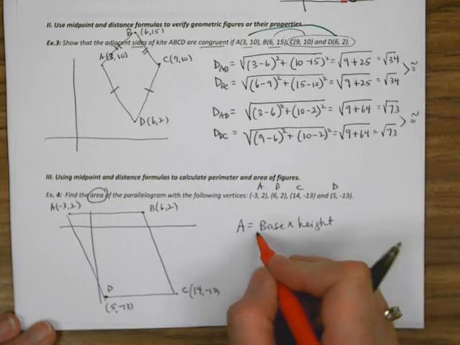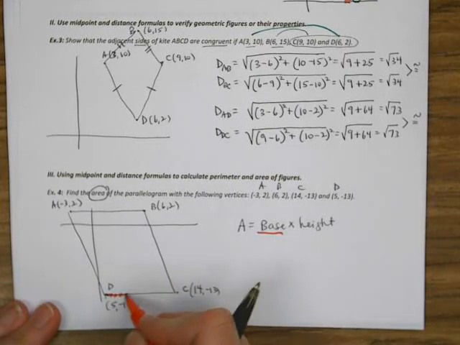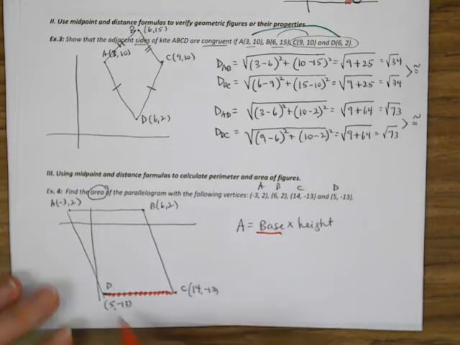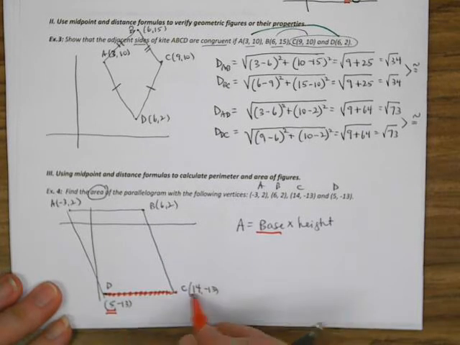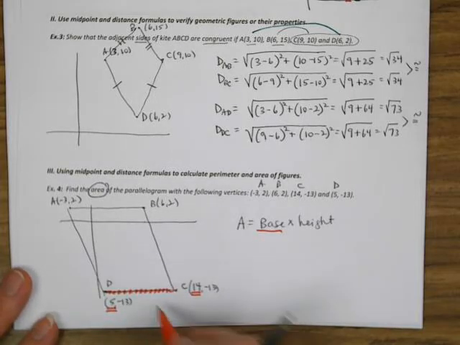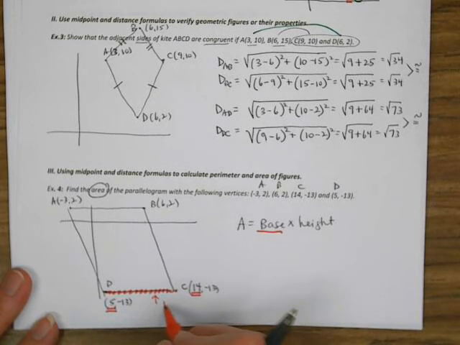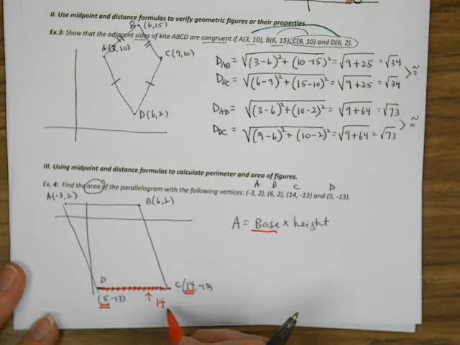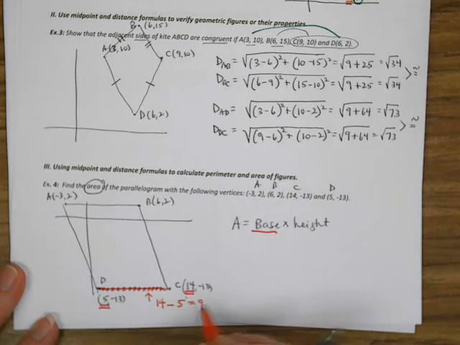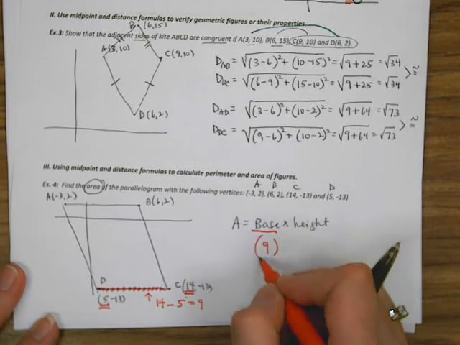So if I worry about the base first, that would be this segment right here. That is a horizontal segment, so I'd be looking at the 5 and the 14. We've made these calculations before. Remember, it's right minus left. So I would do 14 minus 5. That makes that equal to 9 for my base.